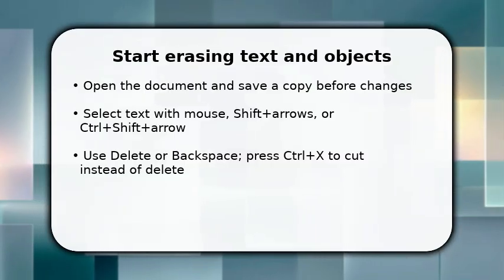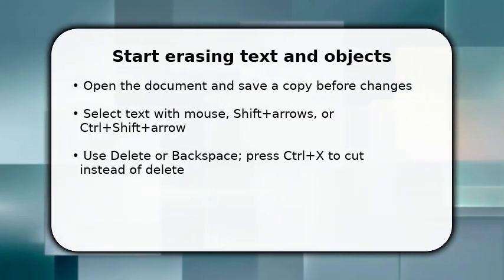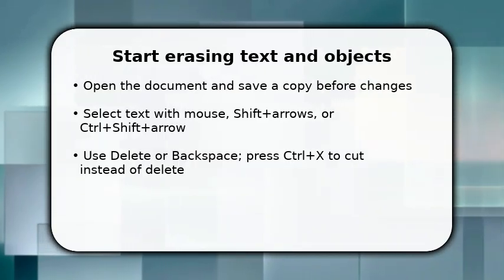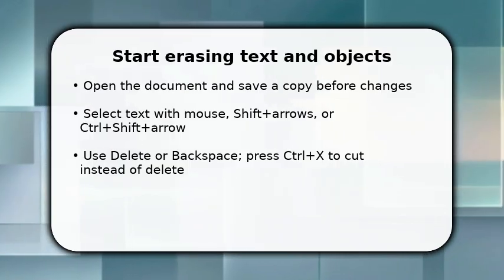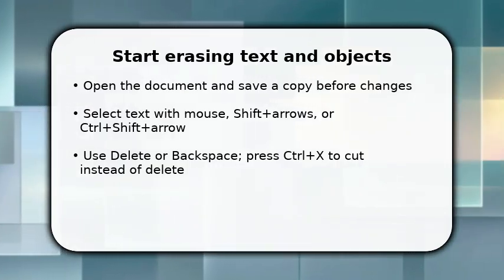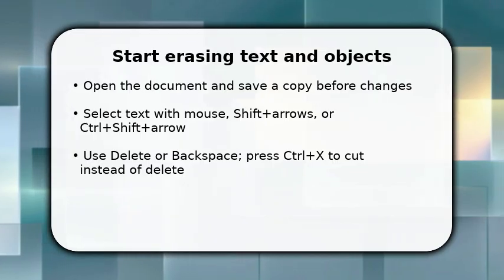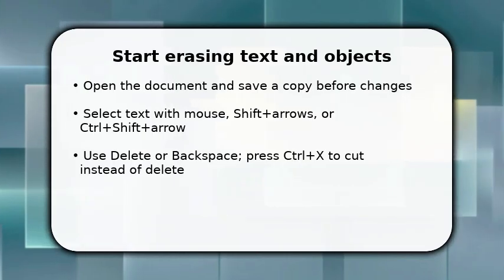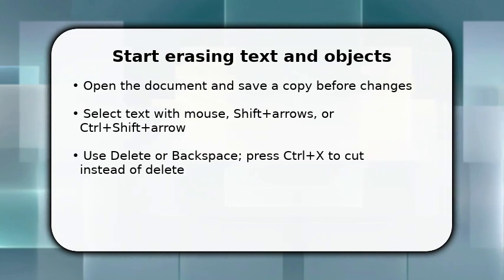You start by saving a copy so you can undo major mistakes. That protects your original. Then select the exact text or object you want removed using mouse drag, Shift plus arrows, or Control plus Shift for word jumps. Once selected, press Delete or Backspace to erase immediately, or use Control plus X to cut when you may need it on the clipboard. If you need to remove images or shapes, click the object border first, then hit Delete. This establishes a safe, precise first pass.